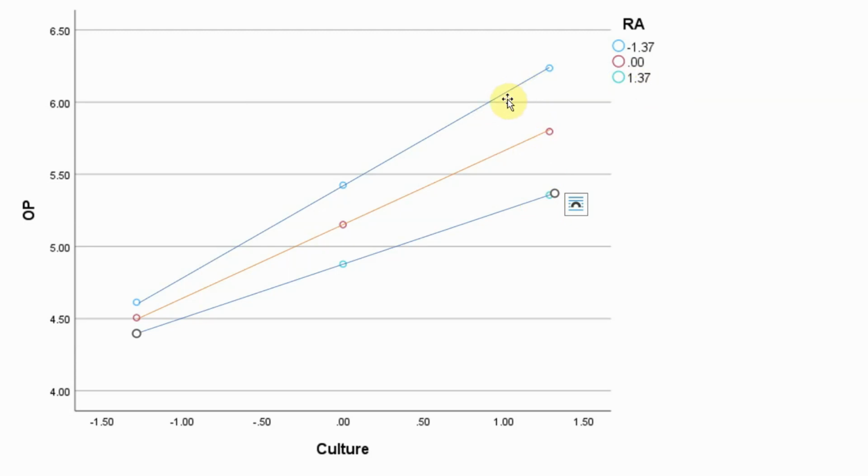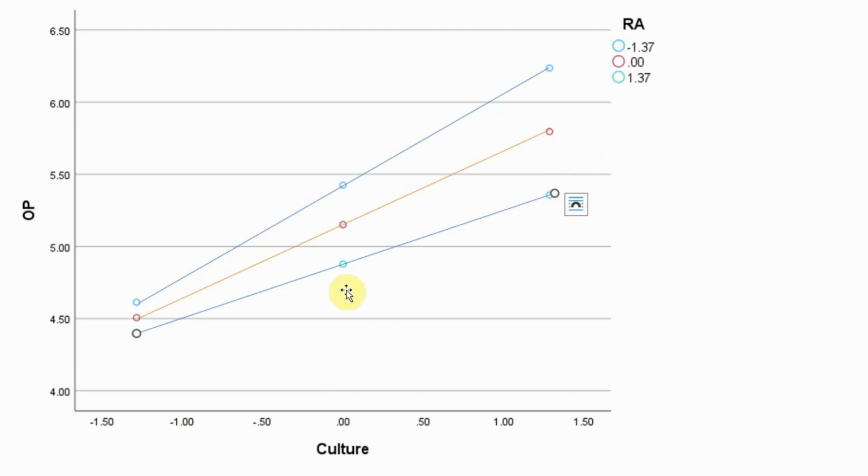Now which one is much steeper? If you look here, you'll see that the first line, which is low level of role ambiguity, is much steeper in comparison to the other lines. When you've got low role ambiguity, if you increase or improve the culture, it leads to a better change in organizational performance. However, at higher level of role ambiguity, even though you are increasing your culture, it's not leading to a steeper or higher or better increase in the organizational performance.